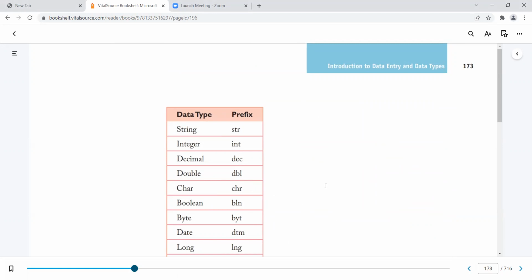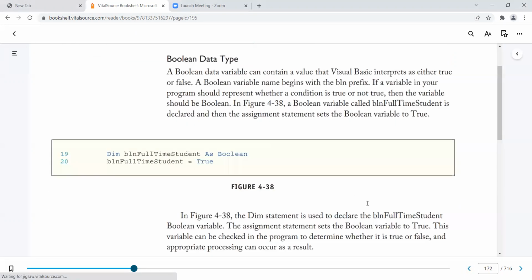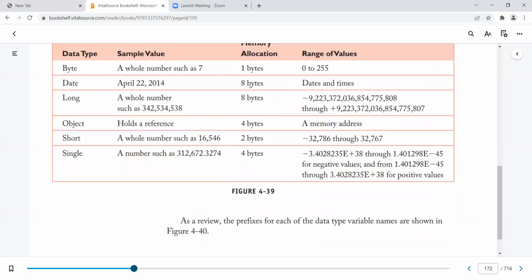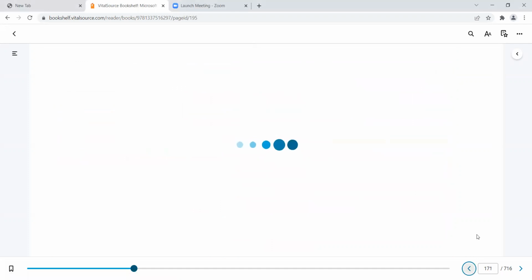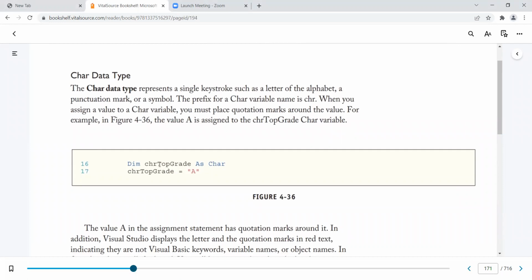Byte, from the name, is only 1 byte. Date is 8 bytes, as you can see here. Long is 8 bytes. So keep in mind, one of the reasons we need different data types is because they store differently in the computer. Also, if I want to define a variable, I do Dim, the name, As the variable type, right? Like this one: Dim chrTopGrade As Char.